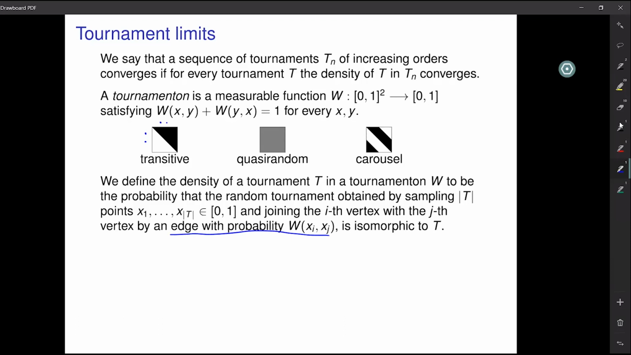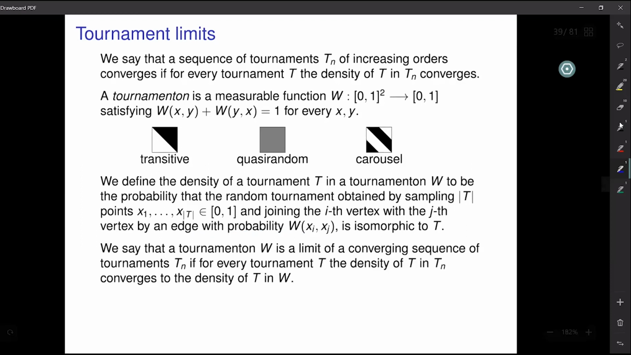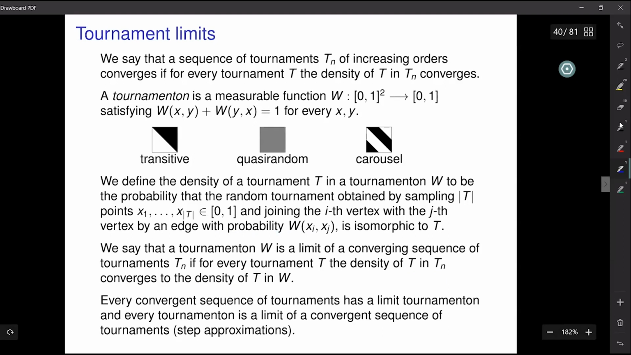Yeah, and if we know what the density of a tournament in a tournamenton is, we can say that a tournamenton is a limit of a convergent sequence of tournaments if for every fixed tournament T, the density of T in the sequence, which we know converges to some number, is exactly the density of T in the tournamenton. Yeah, and one can prove that for every converging sequence of tournaments there is a limit tournamenton, and also every tournamenton is a limit of a convergent sequence of tournaments. Yeah, so this is exactly the same as for graph limits, if you're familiar with the concept.